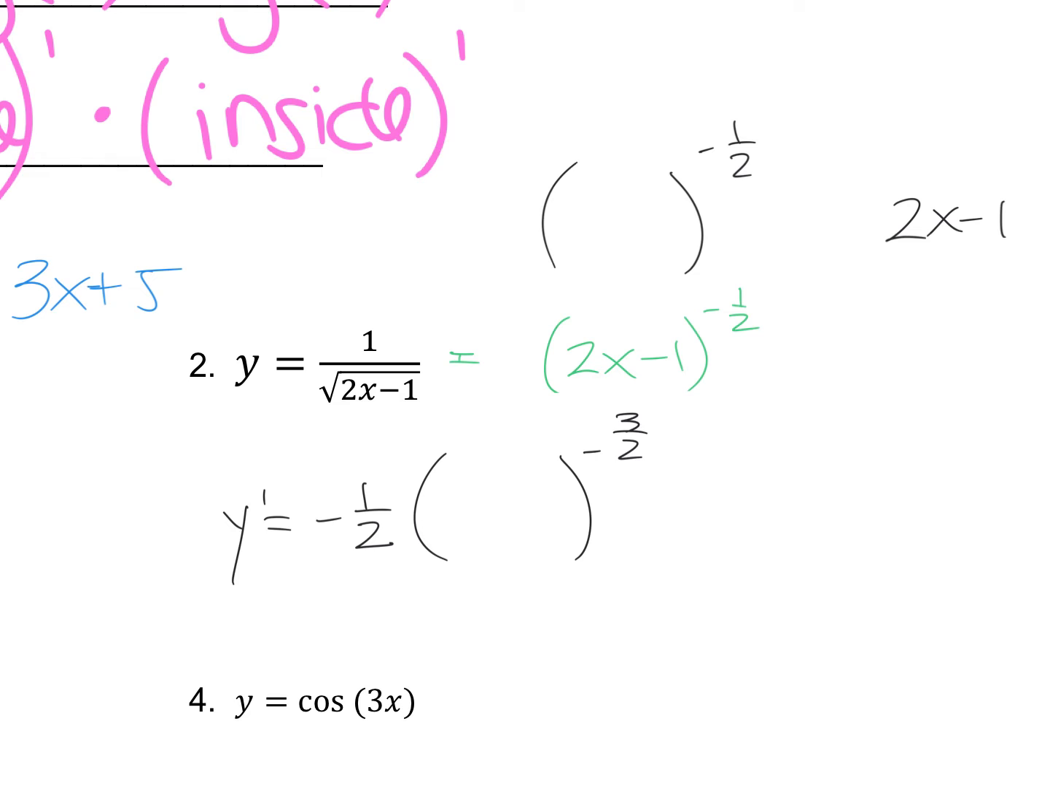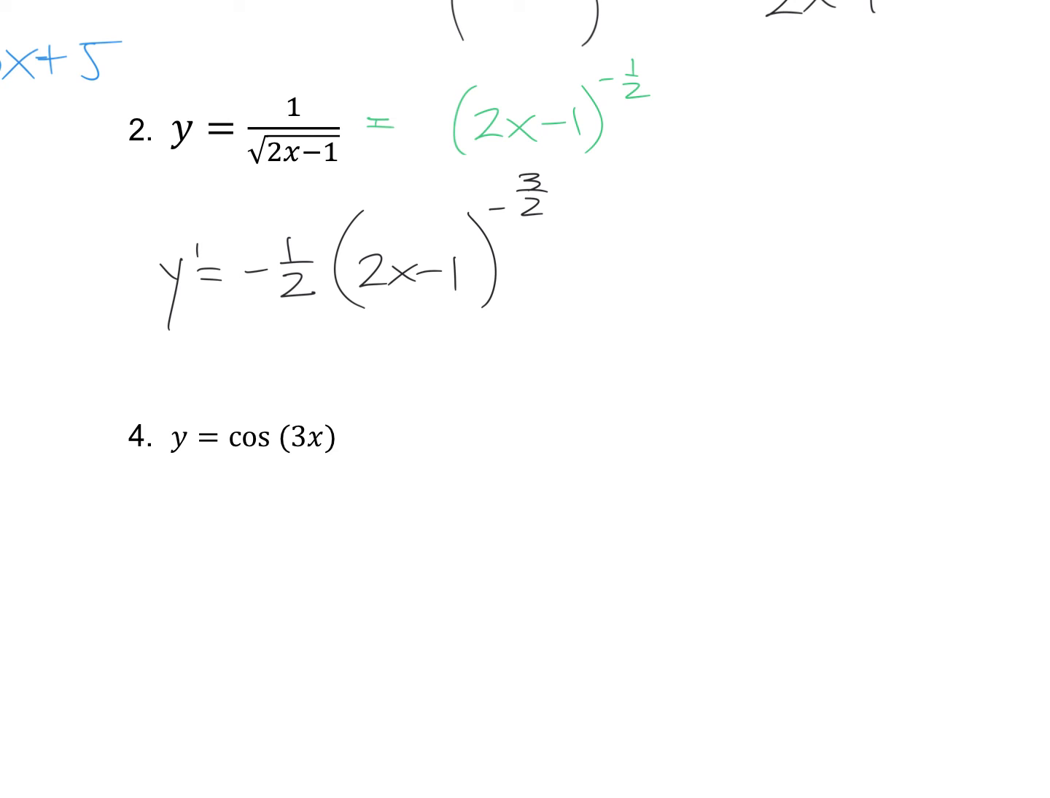And so then this is actually the order I do it in. As you watch me, I keep the big base empty until I'm like, okay, now what was in there? That was my 2x minus 1, because I don't want to confuse myself. Then I multiply by the derivative of the inside. What is the derivative of the inside? 2.